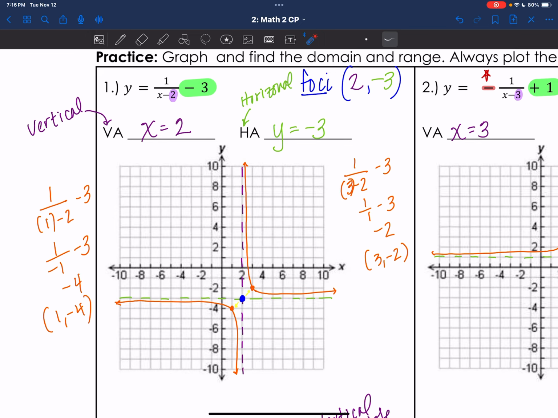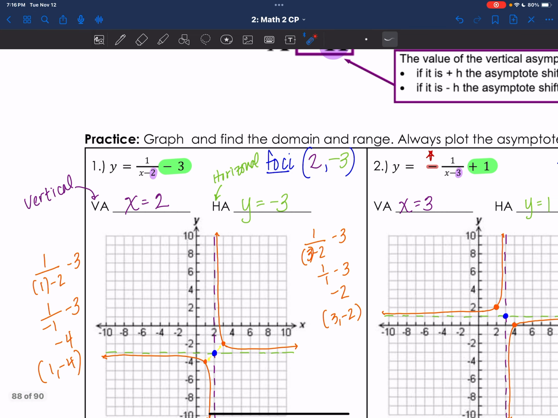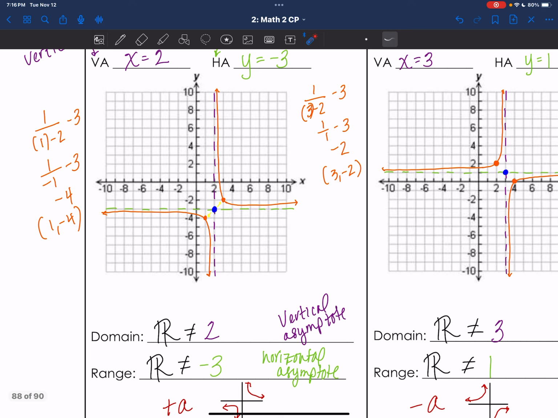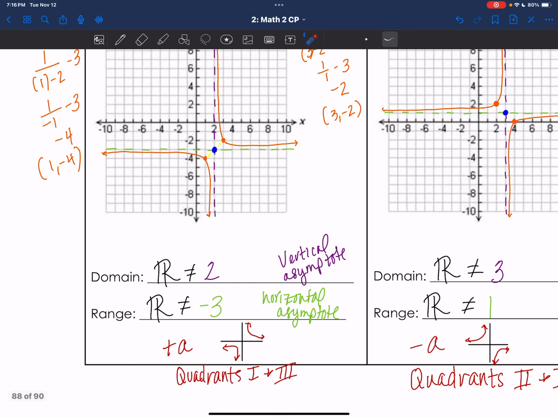All right, now let's go back and let's look at this. So we said the vertical asymptote was 2. So your numbers are going to get really close to 2, but they're never going to be 2. So you would say all the real numbers except 2. And then here for your horizontal, they're going to get really close to -3, but it's never going to be -3. And then like I said, quick check, quadrants 1 and 3 for your branches. So you're good, that makes sense.